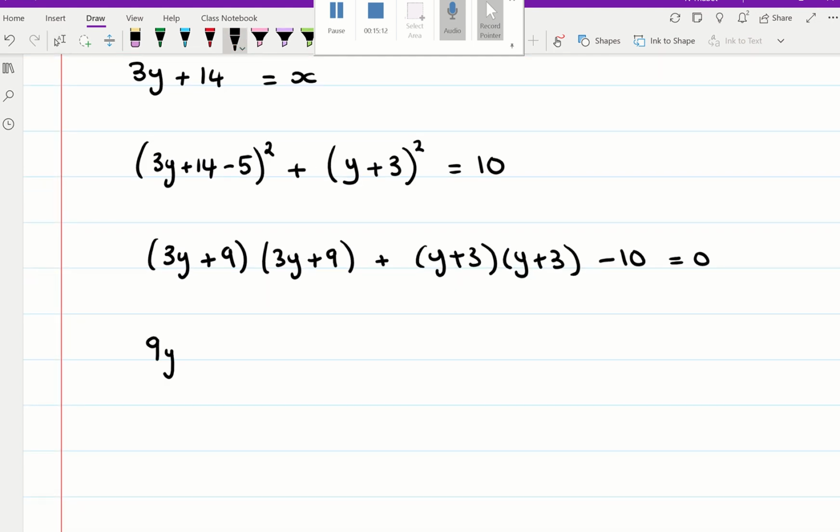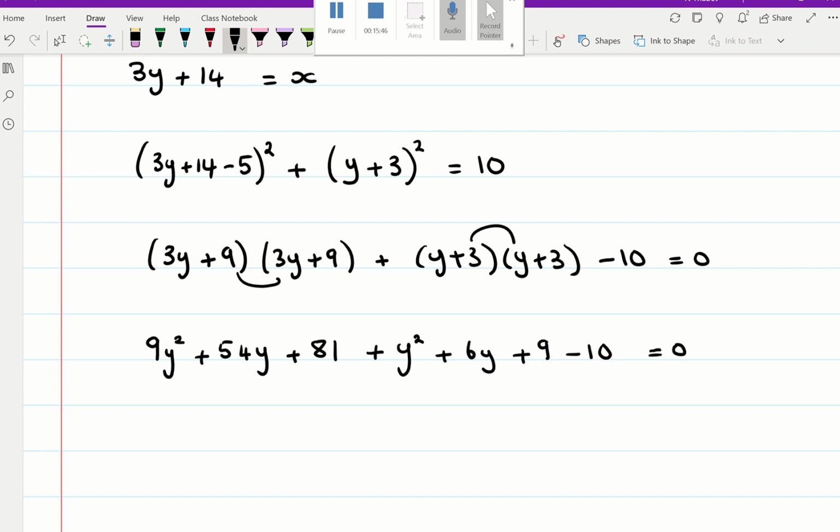So this is 9y squared, and this is plus 27y times 2. So that is 54, so plus 54y, and then plus 81, and then plus y squared. And this is plus 3y and another times 2, so plus 6y plus 9 minus 10 equals 0.